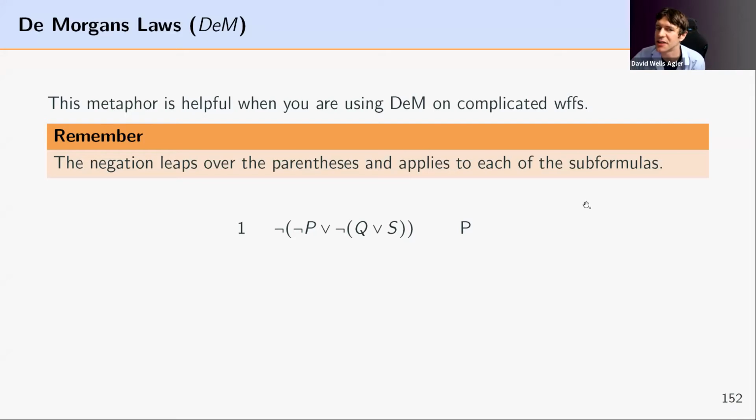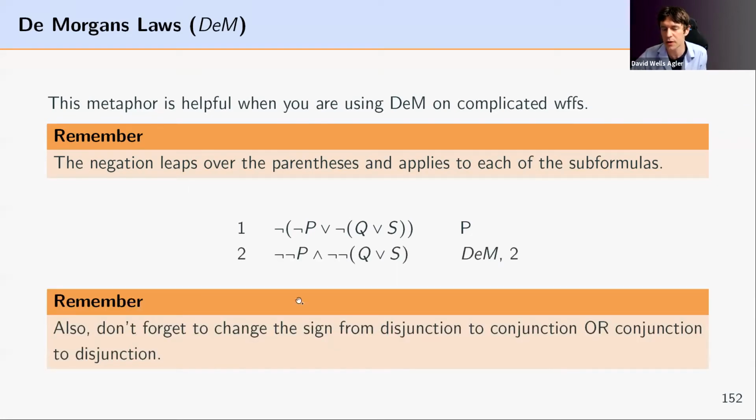Okay, so let's take a look at what DeMorgan's laws would look like. In thinking about this negation, again, it's going to leap over the parenthesis and apply to both of the propositions here, both of the disjuncts. So what it would do is add a negation to each one of those disjuncts. So it's leaping over the parenthesis and applying to that whole formula. And then it's also leaping over the parenthesis and applying to not Q or S. So it's applying to that whole formula.